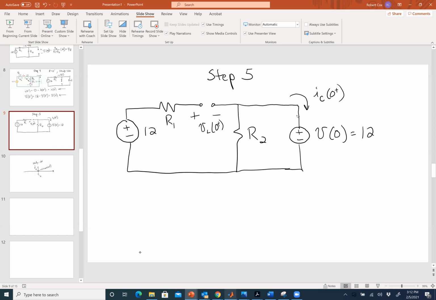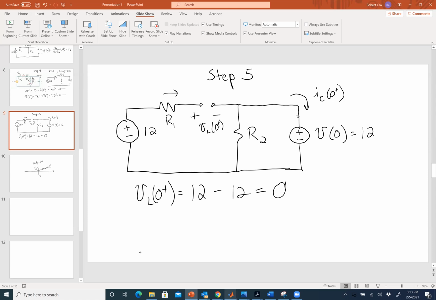First of all, let's say what would be VL of 0 plus in this particular case? What would that guy be? I don't need to do anything fancy for that one. How much current is flowing in this resistor right here, R1? 0. So I know it's going to be the voltage of the plus terminal minus the voltage of the negative terminal. So it's going to be 12 here and 12 here as well. It's going to be 0.